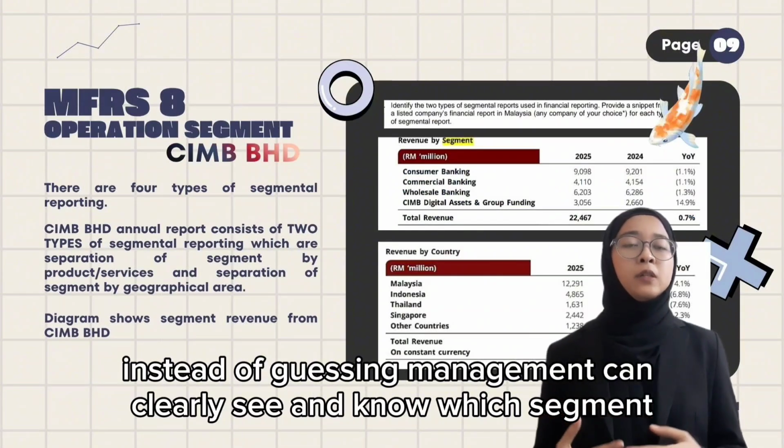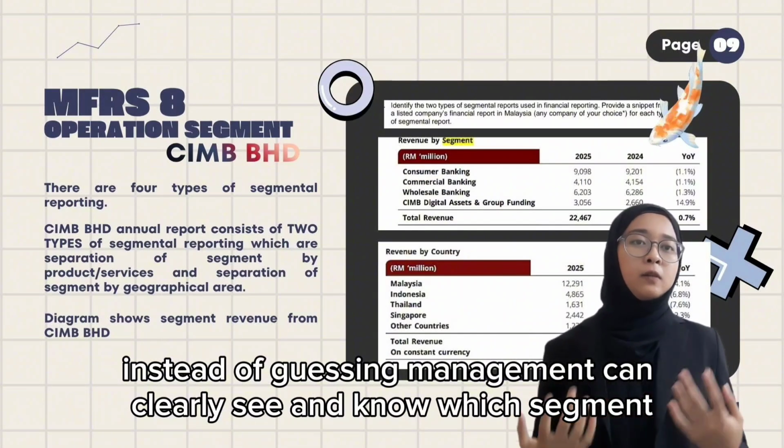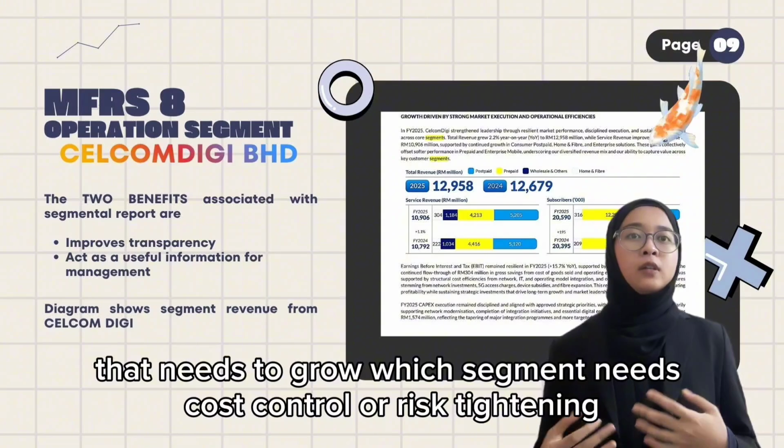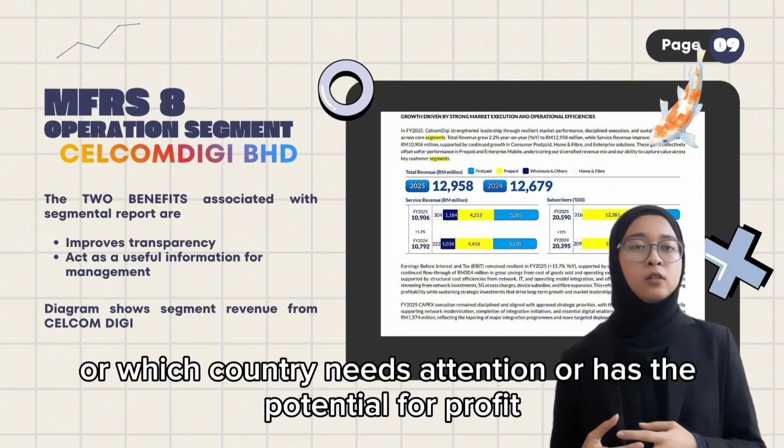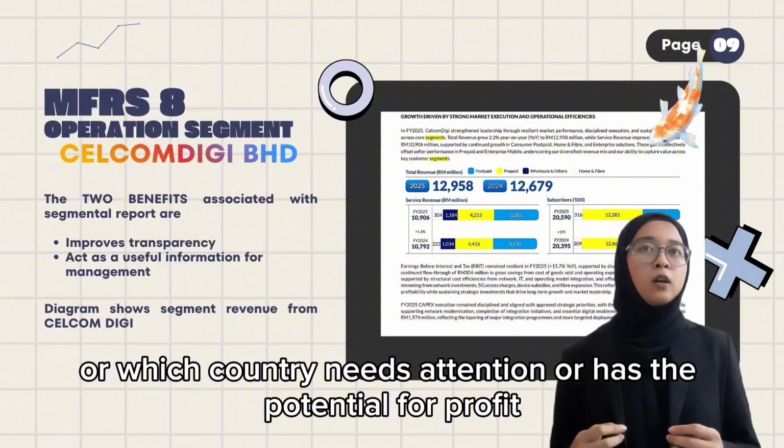Instead of guessing, management can clearly see and know which segment needs to grow, which segments need cost control or risk tightening, or which country needs attention or has the potential for profit.